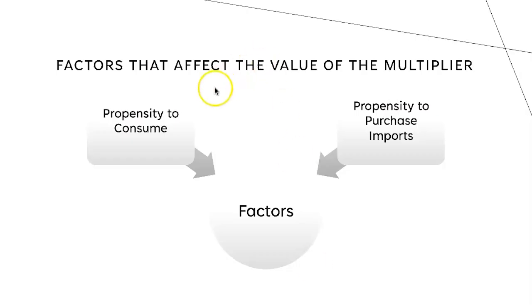Next, let's look at the factors that affect the value of the multiplier. First is the propensity to consume. Maksudnya, kecenderungan untuk mengconsume. Maksudnya, the Malaysians, meaning kalau kita dapat increase in the salary, so we have the tendency to consume. Whereas another one is the propensity to purchase imports. Maksudnya kecenderungan untuk membeli barangan import. Right. So usually if you look at the propensity to consume, this one is more to the positive multiplier. Whereas the propensity to purchase imports, this one is more on the negative multiplier.